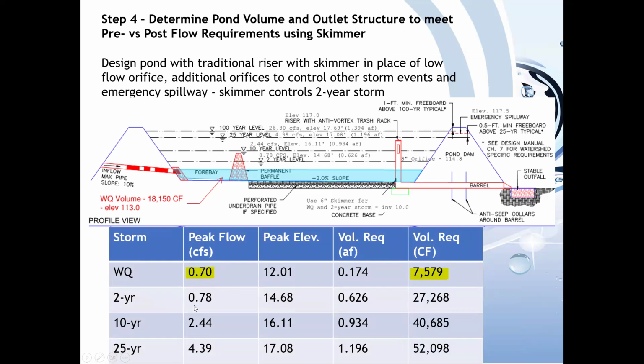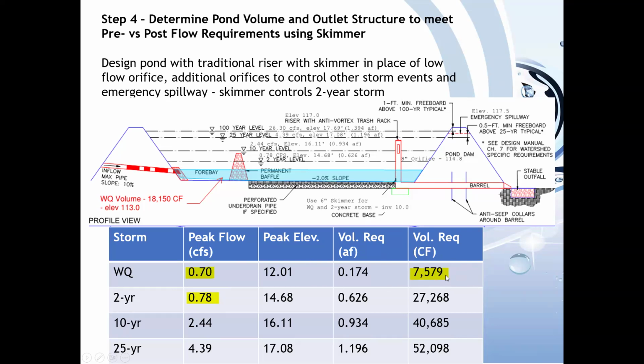So again, the skimmer is controlling the 2-year storm. So we don't have that other 3-inch orifice. We just have the skimmer attached here. And our 2-year storm rate decreased down to 0.78 CFS. And then we've got an 8-inch orifice, and then the riser structure controlling the 10 and the 25.